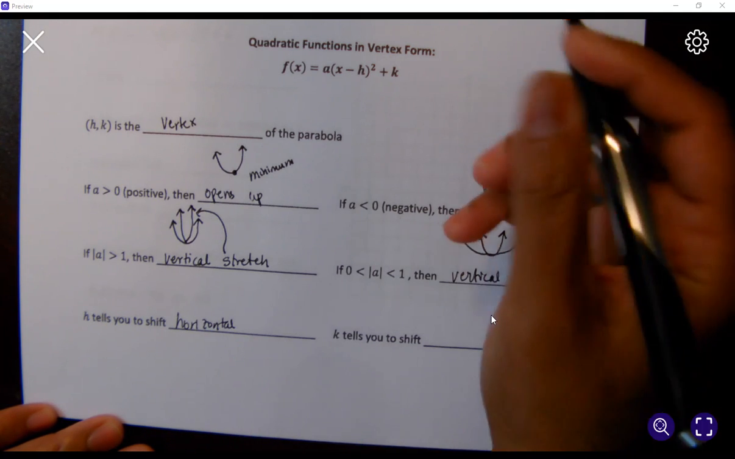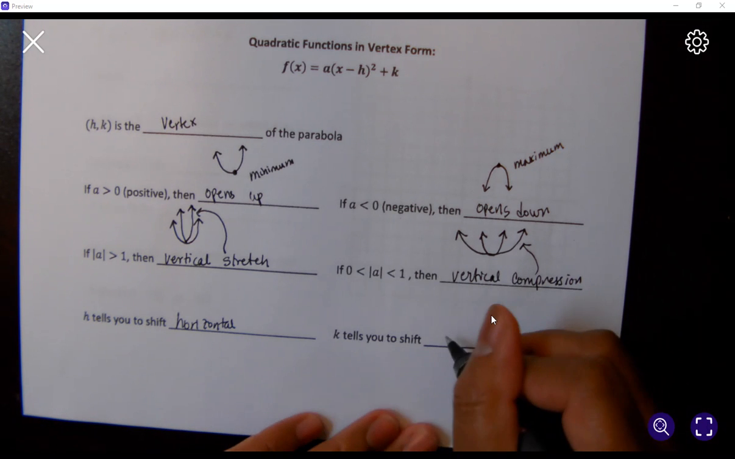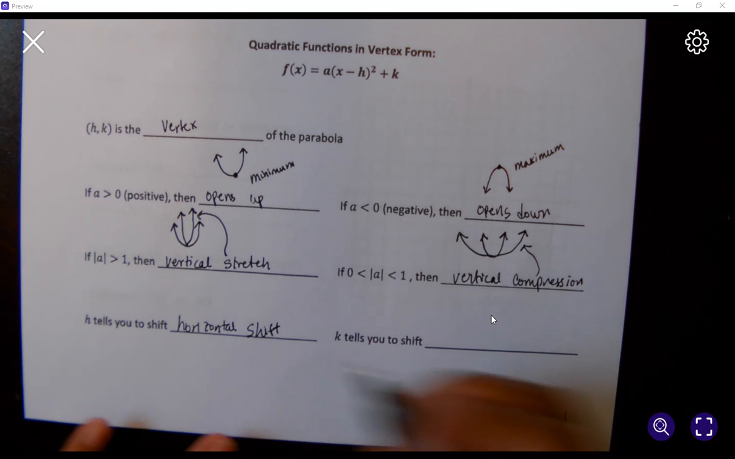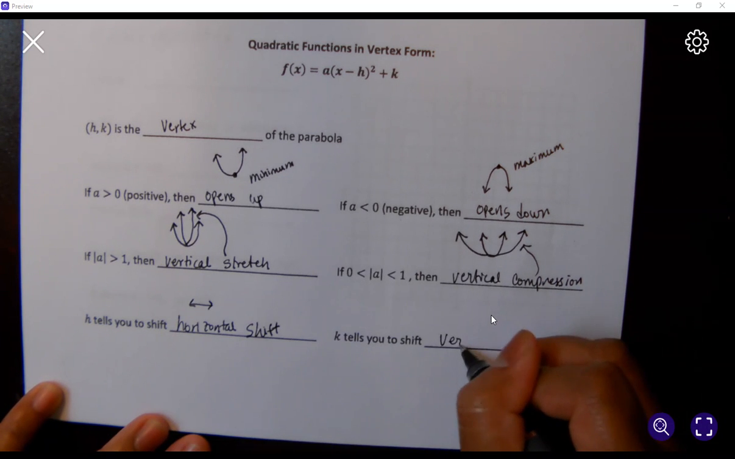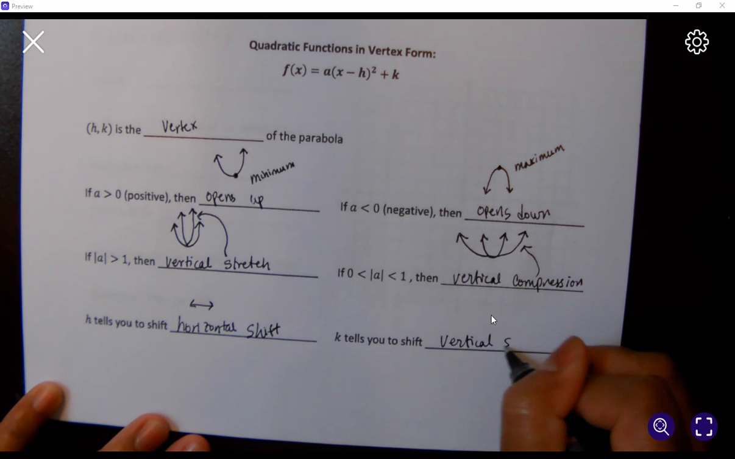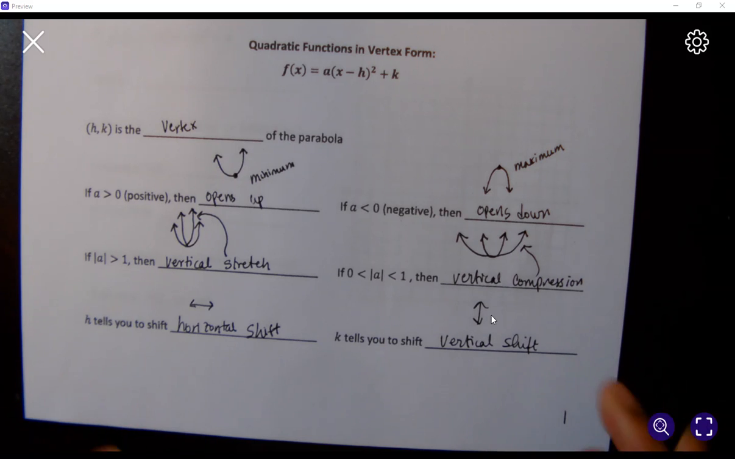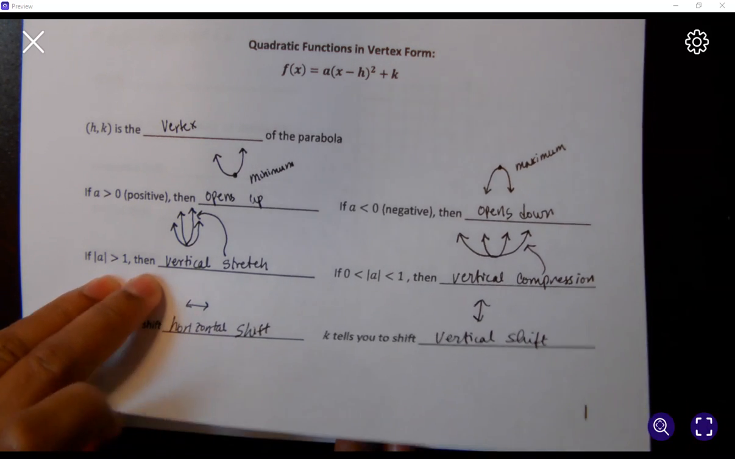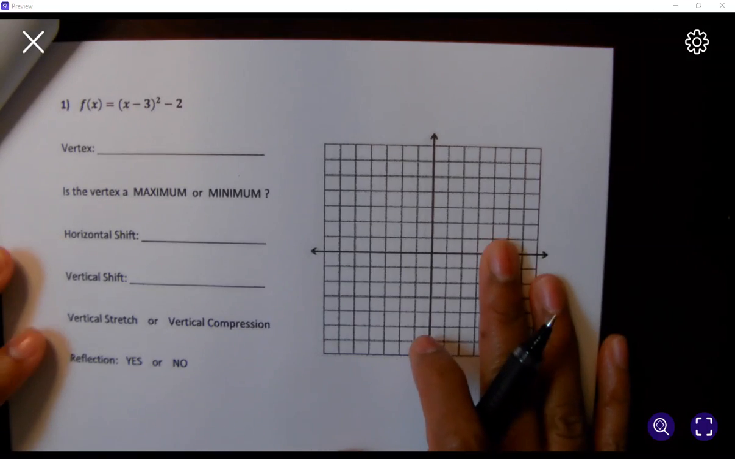And we look at this example. And then the K, the Y coordinate of your vertex, tells you your vertical shift. The H tells you how far it moves left and right. And then this one tells you how far it moves up and down from the middle of the graph, which we call the origin. So let's look at some of these graphs here.